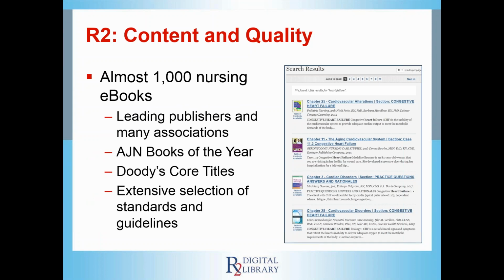Of those 5,000 ebooks, there are almost 1,000 nursing-specific ebooks on the platform. Again, a lot of the leading publishers and many associations. We do focus on the American Journal of Nursing Books of the Year, so you'll find a pretty robust selection of those available on the platform. Core titles are also important to us, and there's an extensive selection of standards and guidelines. Most of these are published by the associations. You'll see a lot of these from the ANA and other associations as well, and there are probably about 50 or 60 on R2 right now. So you'll find more here than anywhere else. And again, it's all different publishers in one interface, so you don't have to worry about managing 10 different platforms to provide that content to your users.